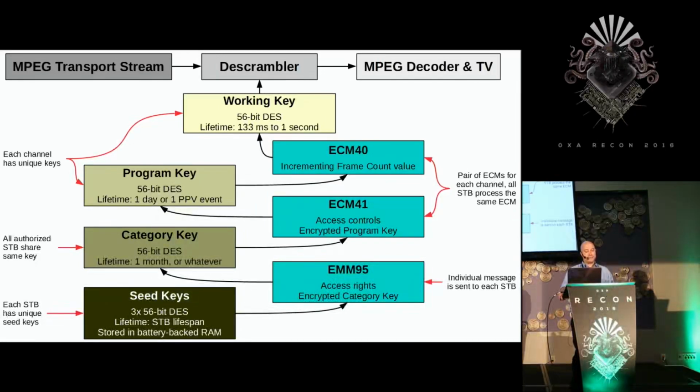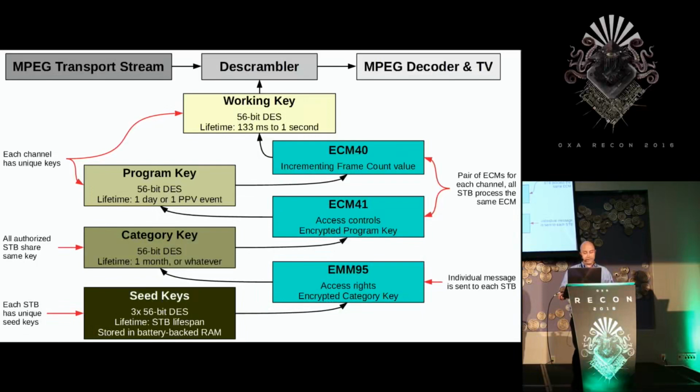This is a 56-bit DES key. It changes every 133 milliseconds. And the working key is generated by encrypting the frame count value that's found in an ECM40 packet with the program key. The program key, another DES key, comes from the ECM41 message and is encrypted with the category key. The program key is unique to each channel and changes daily or for each pay-per-view event on a pay-per-view channel.